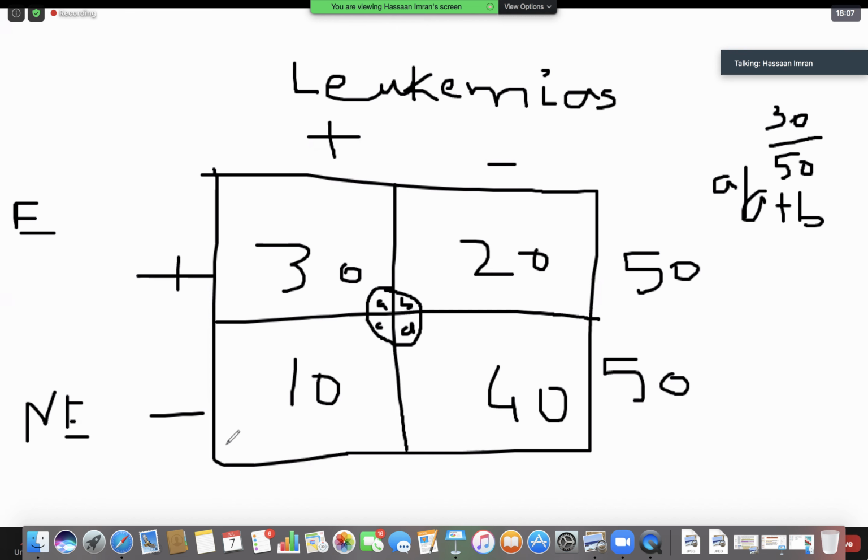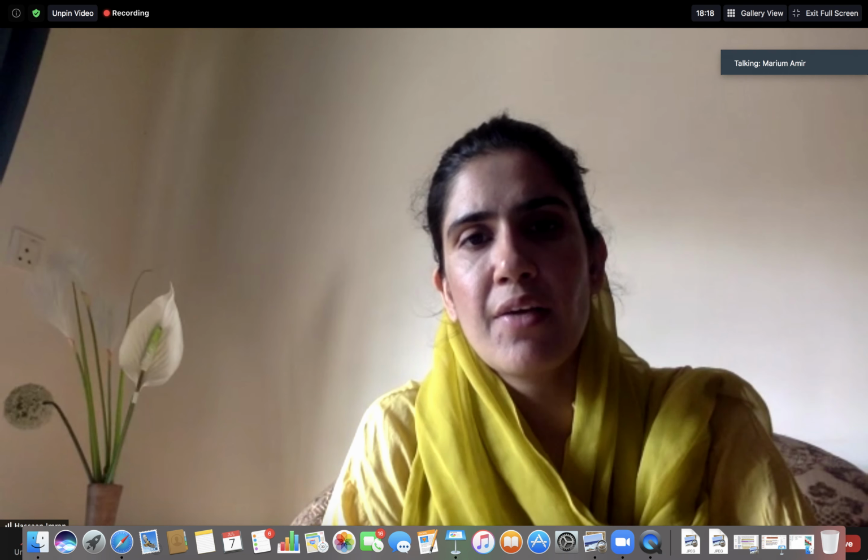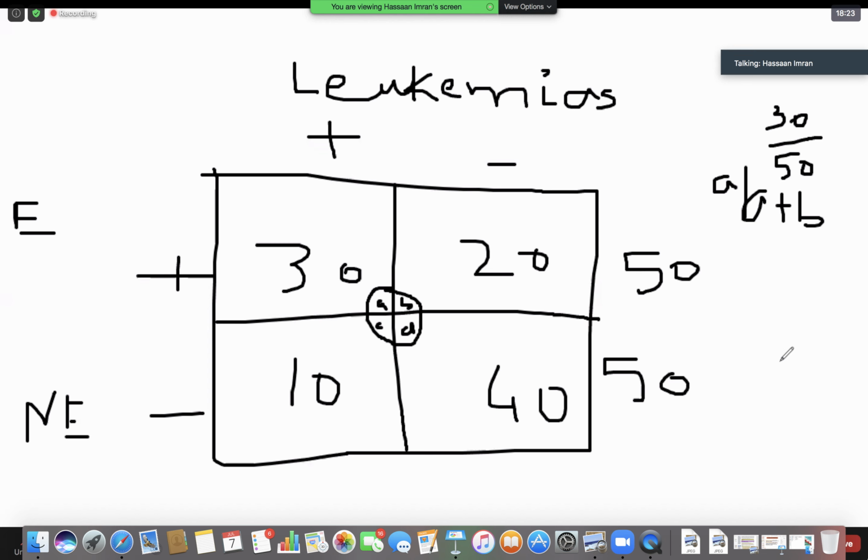Now, how do we find out incidence among non-exposed? That would be how much? 10 divided by 50. C over C plus T. Very good. That is, in terms of formula, C over C plus T, the total population, and among those, how many of them are C? That would be 10 divided by 50, isn't it? Very good, 50.